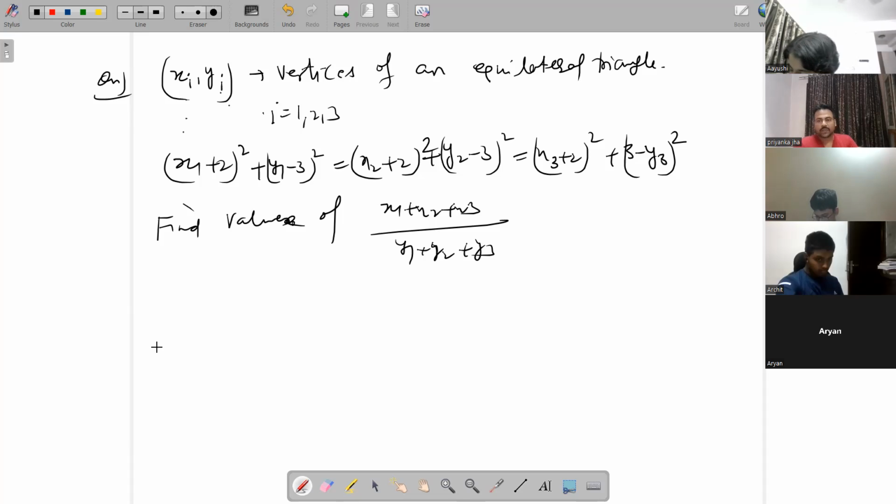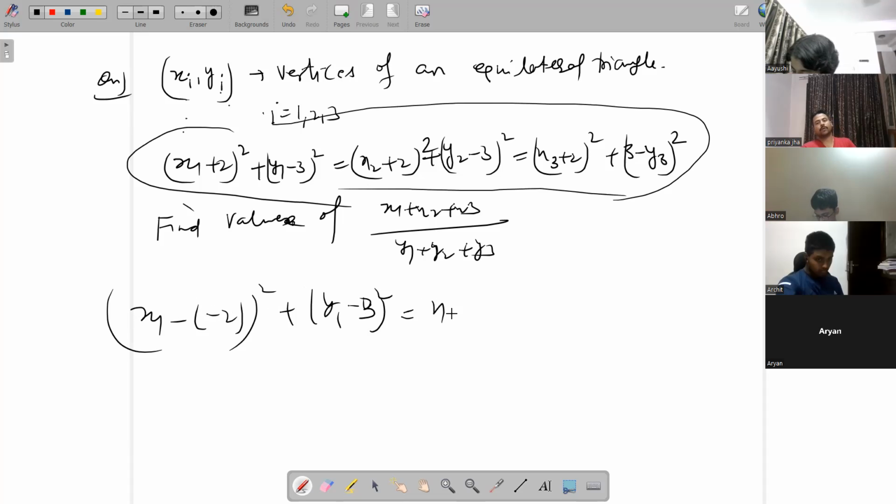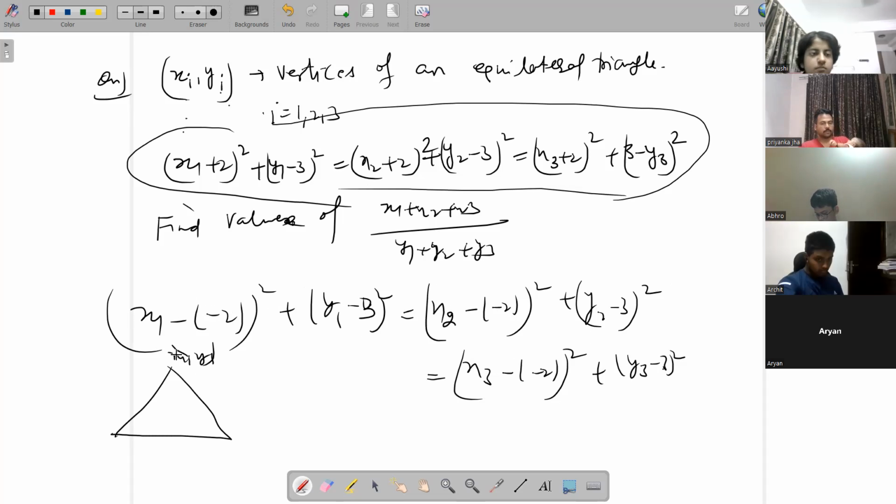Look at this expression, you can see that this is x1 minus x2 whole square plus y1 minus y2 whole square, equal to again the same form. And here also x3 minus of minus 2, distance formula, just reverse this, take minus out, so this is y3 minus 3 whole square. You can see that this is x1, y1.